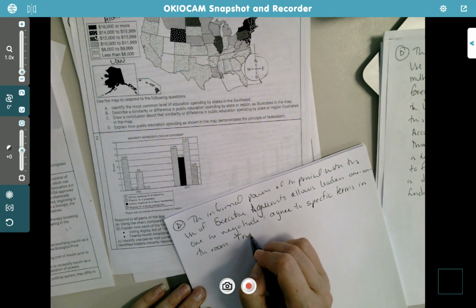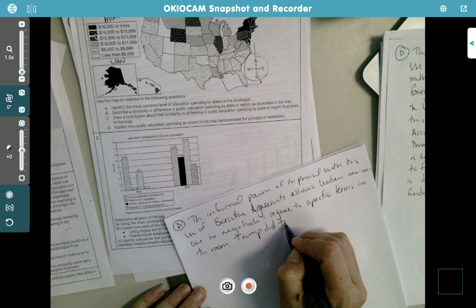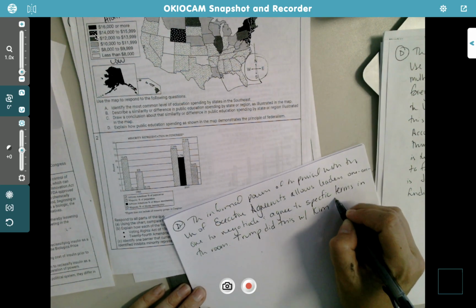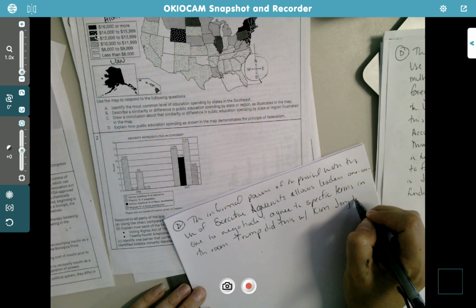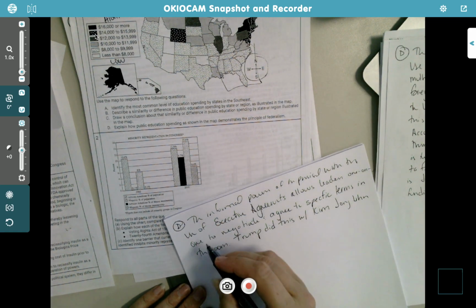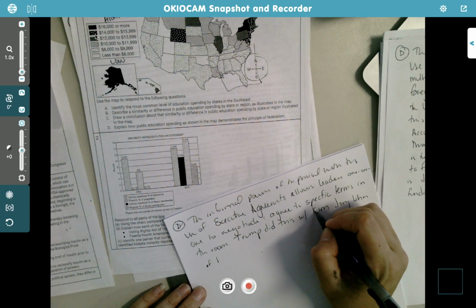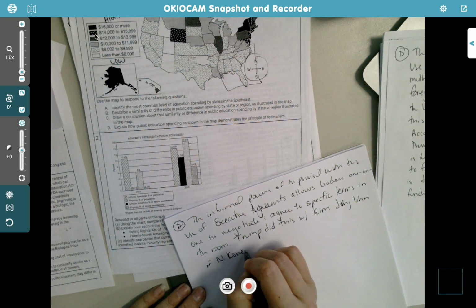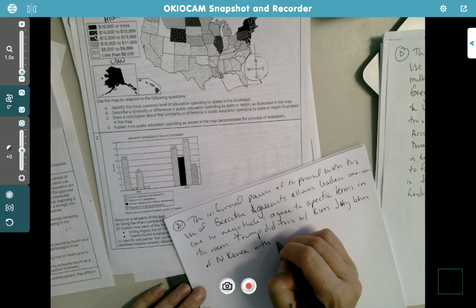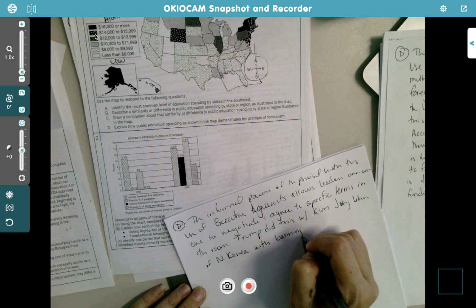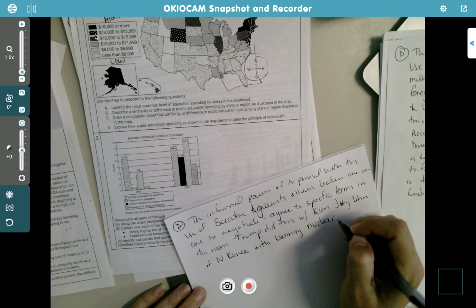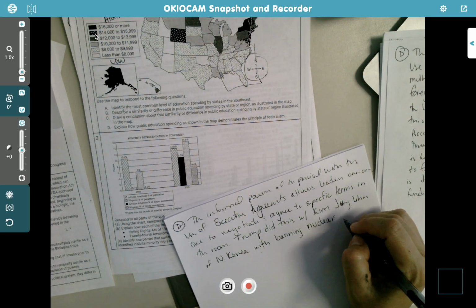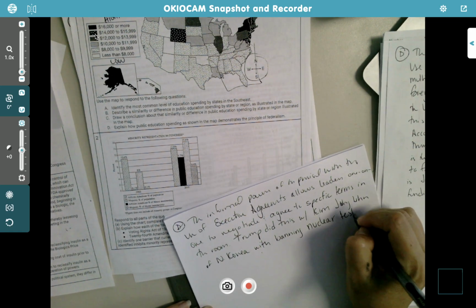Trump, period. Trump did this with, I happen to know Kim Jong-un, so I'm going to say it. Kim Jong-un of North Korea. Actually, I'm not sure how to spell his name at the moment. G-U-N-G. Yeah, that's right. Of North Korea. With banning nuclear warfare testing. That's what it was.